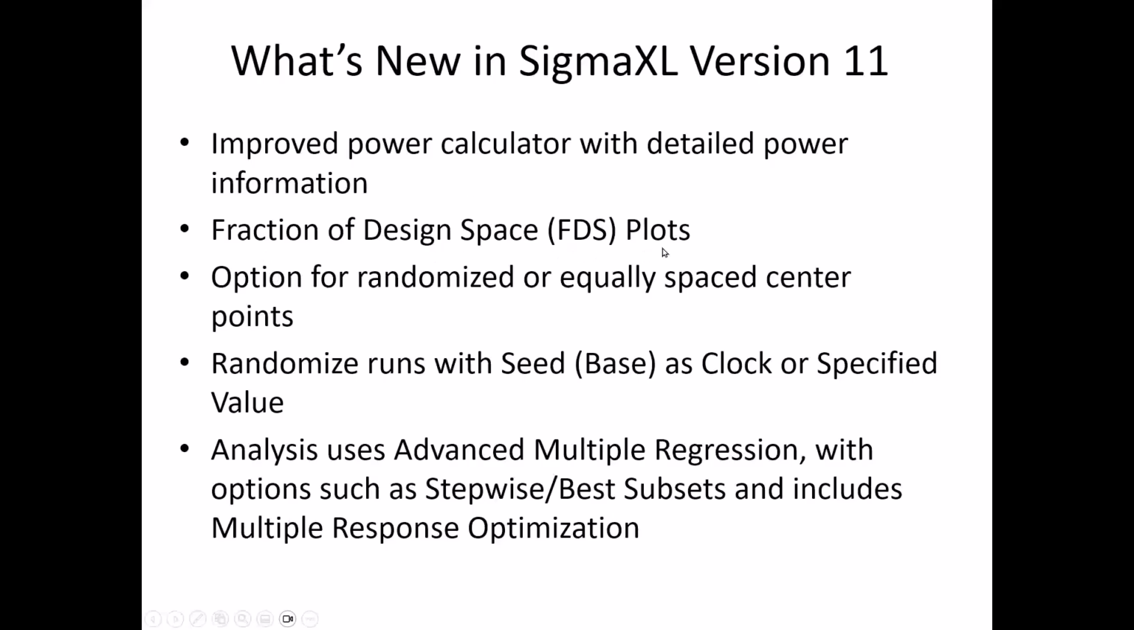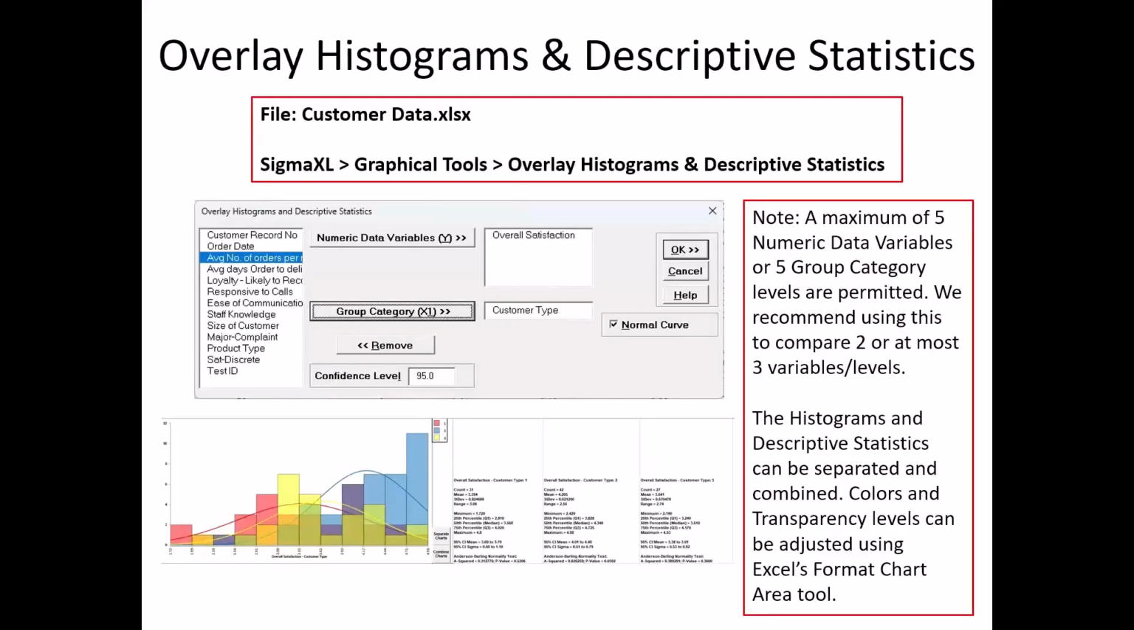Fraction of design space plots, you'll get an introduction to that today and more on that in the next webinar. And an option for randomized or equally spaced center points, I'll be demonstrating that as well. You can randomize runs with a seed as clock or specified value. And we tie the analysis DOE to advanced multiple regression, so you can use stepwise, best subsets, and multiple response optimization. Okay, so that's the high-level overview.